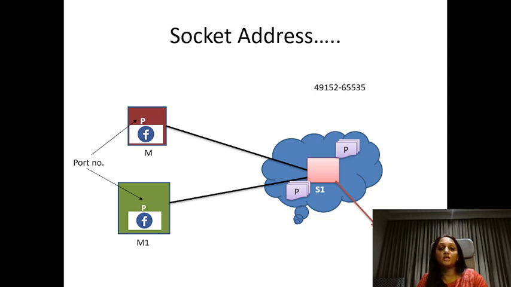Why are the same port numbers given? You can see here the range of port numbers is given. The starting range is 49152, and the ending range is 65535. We already discussed the range of the port number. If thousands of users are accessing Facebook at the same time, you can see this range is very limited.